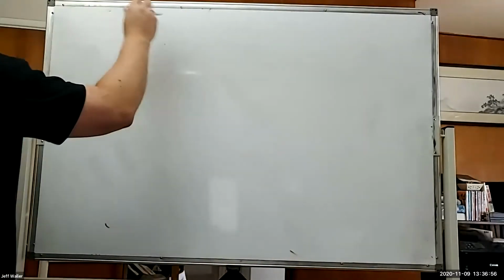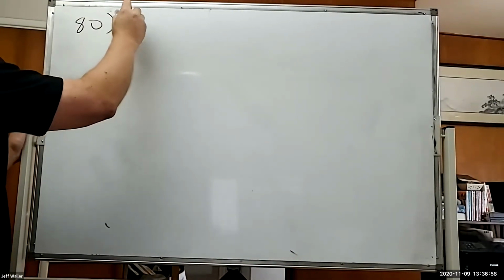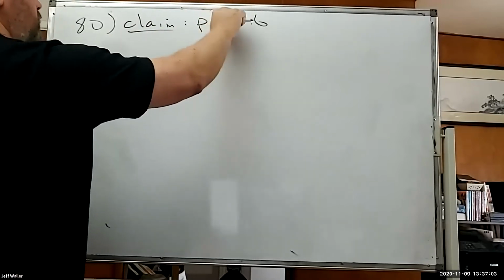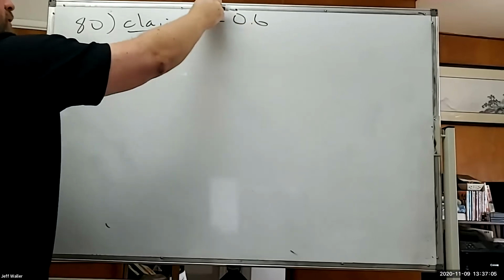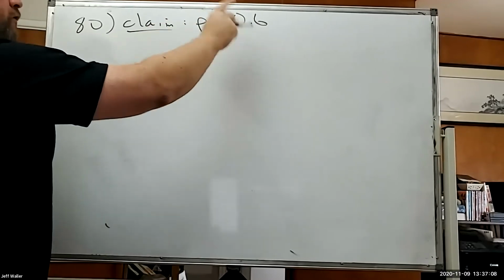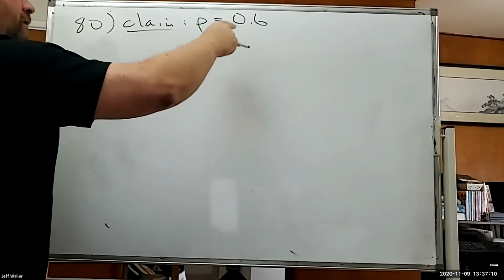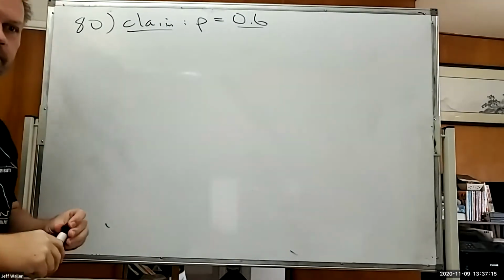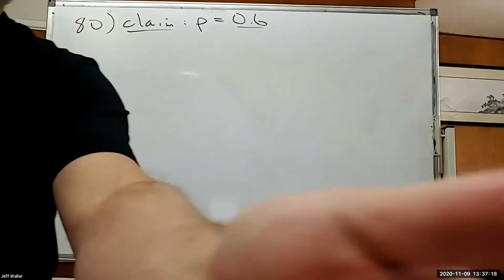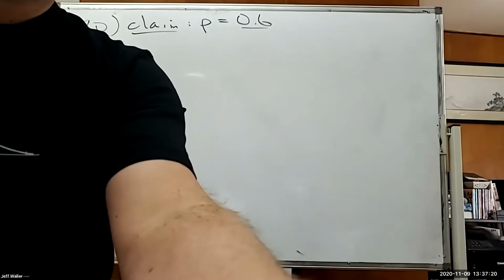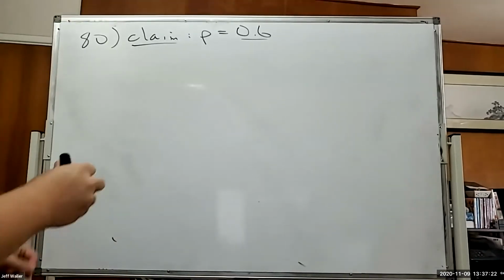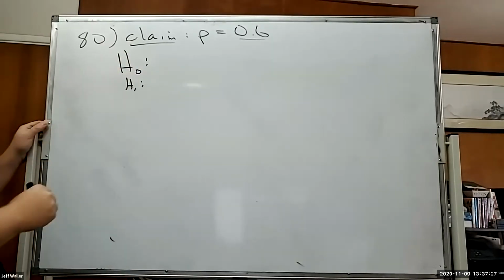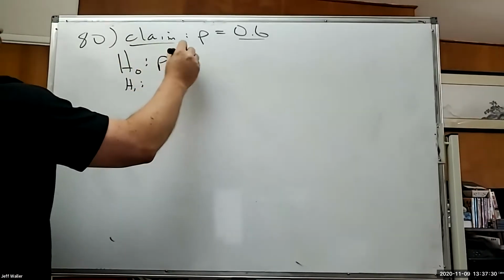So we got the claim. This is number 80. The claim is P equals 0.6. You always, always make a percentage into a decimal. So, of course, which one's that going to be? The H naught. Right.